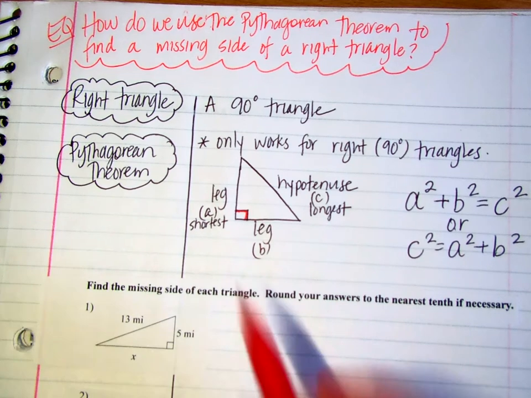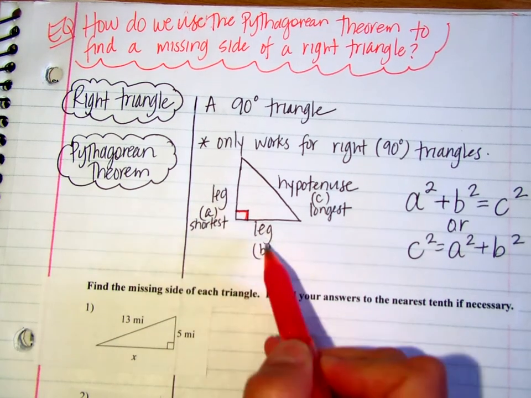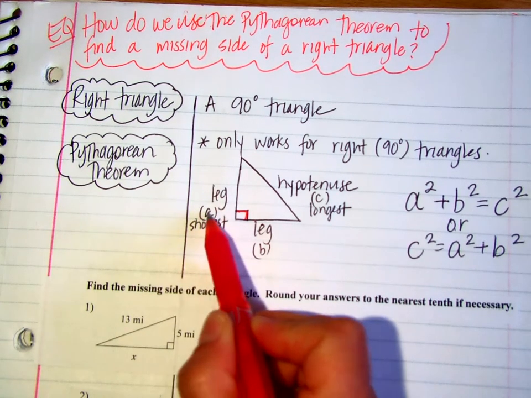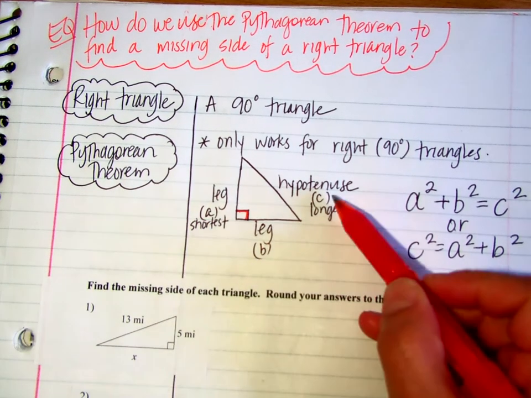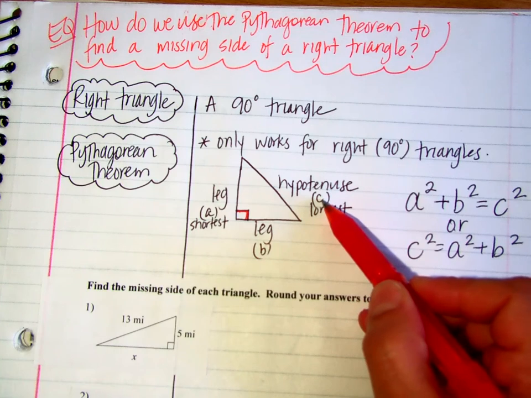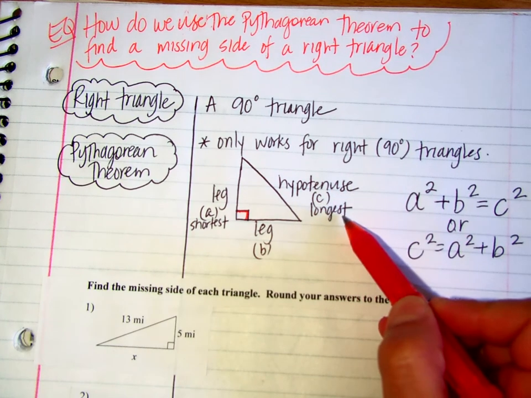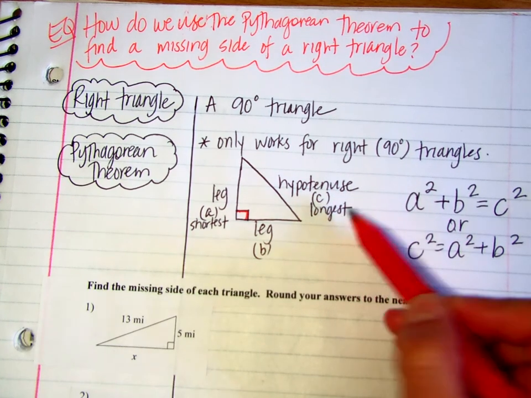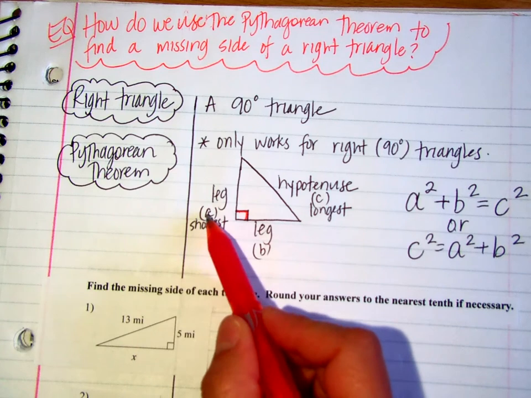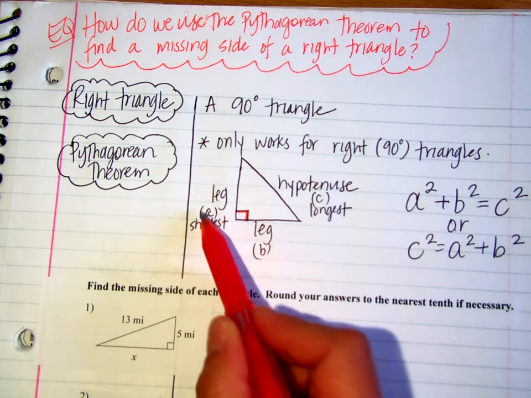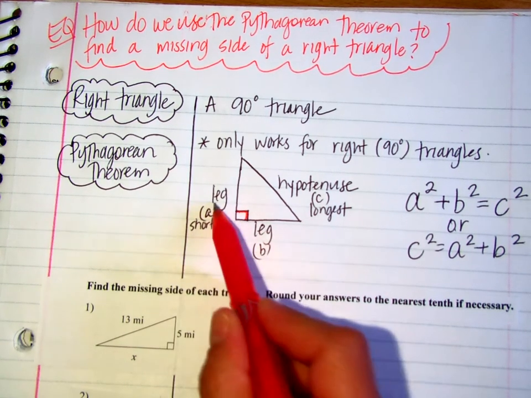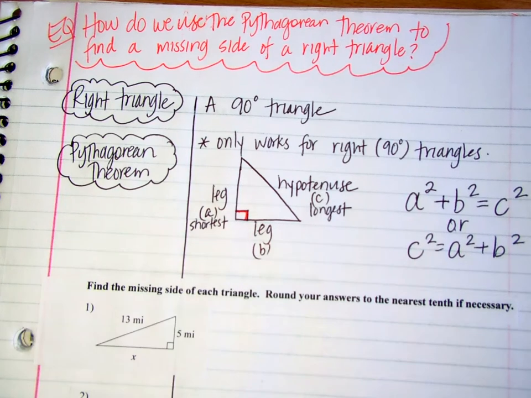Okay, so our legs we are always going to call A and B, and our hypotenuse will always be C. Hypotenuse is always going to be the longest piece of your triangle. And I like to think of the leg that is labeled A to be the shortest one. But it really doesn't matter whether A and B are interchanged. You're still going to have two legs.